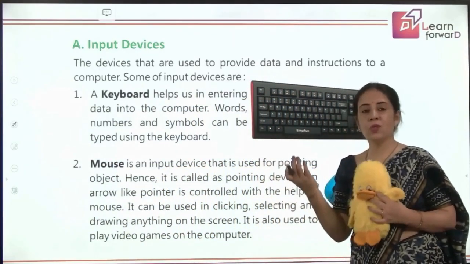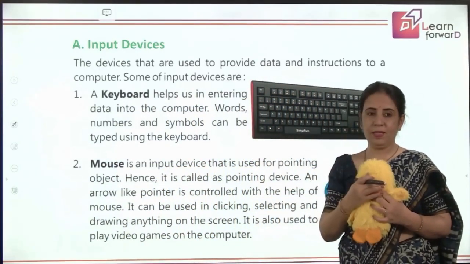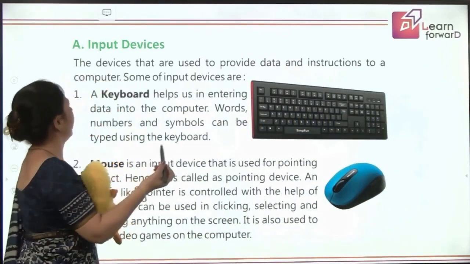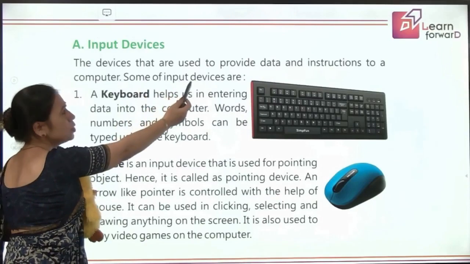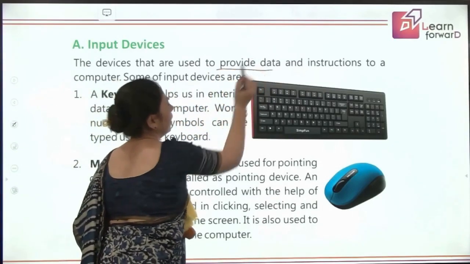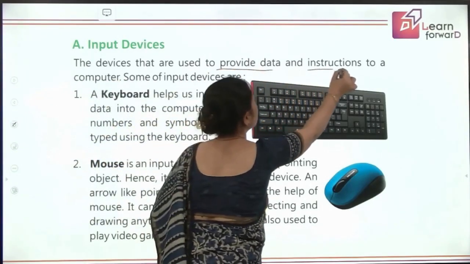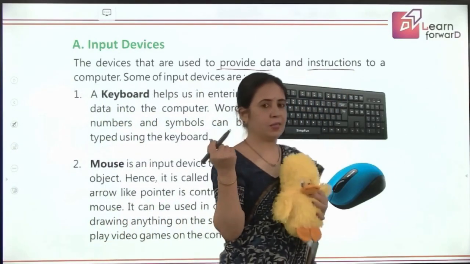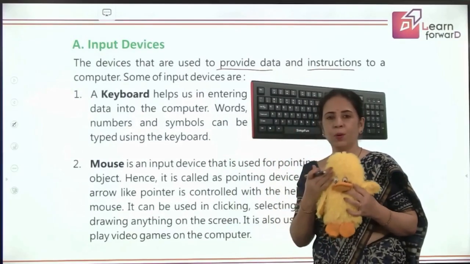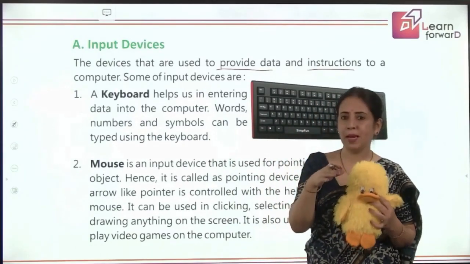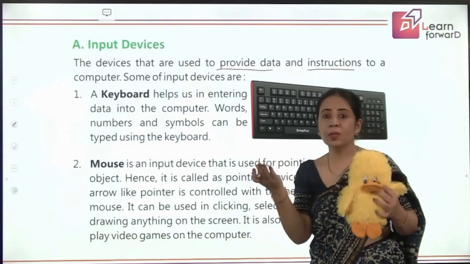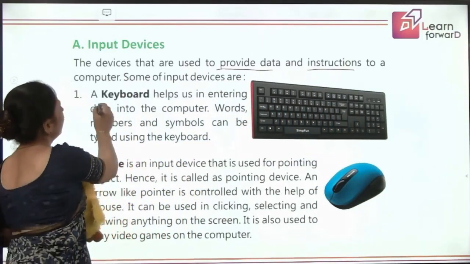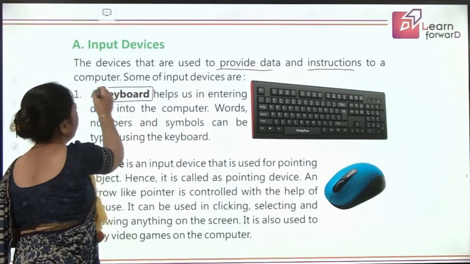We are going to tell you about some input devices. So we start first with what is an input device? Any device that is used to provide data and instructions to the computer is called an input device. So whenever you work on computer, you have to give some instructions to the computer so that it could work for you, right? Now look at some of the very common input devices.